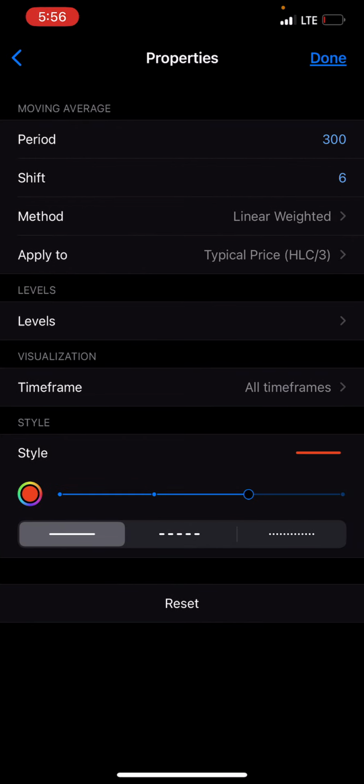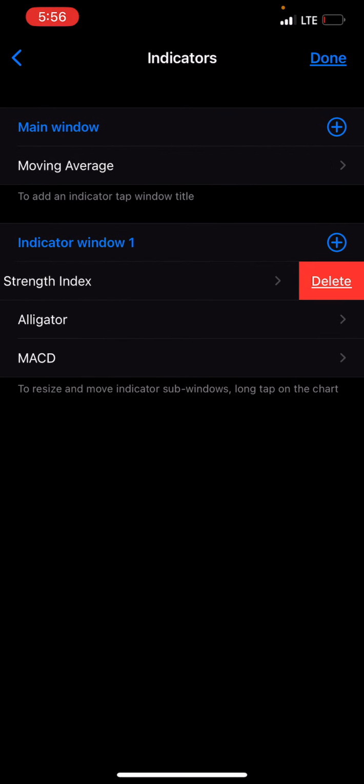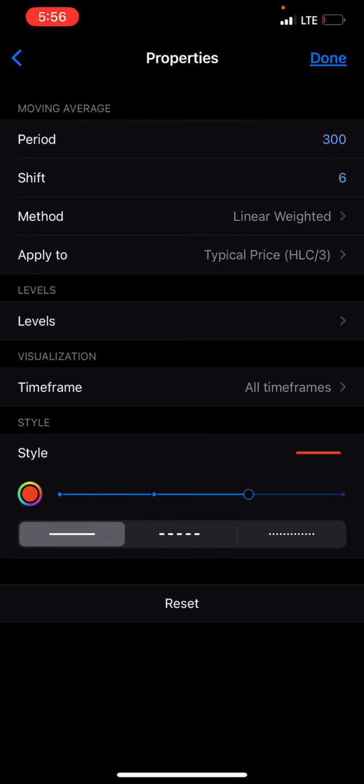So look at that. We have the first indicator you're bringing in. You completely ignore this one. But if you want to add the MA on the main window, you can use period 30. Shift is 6, method is linear weighted, typical price.